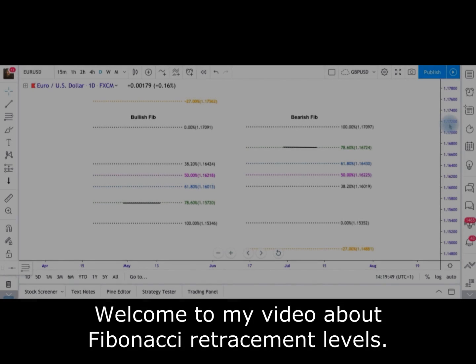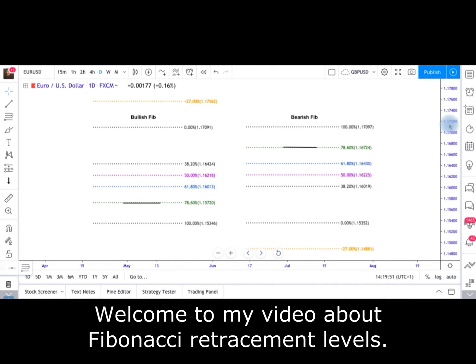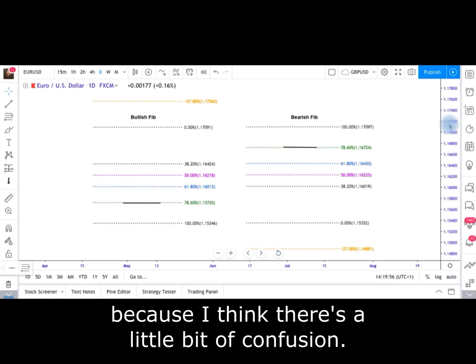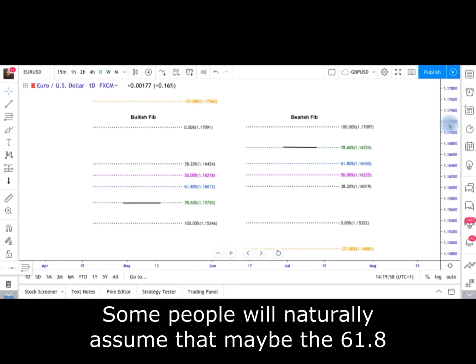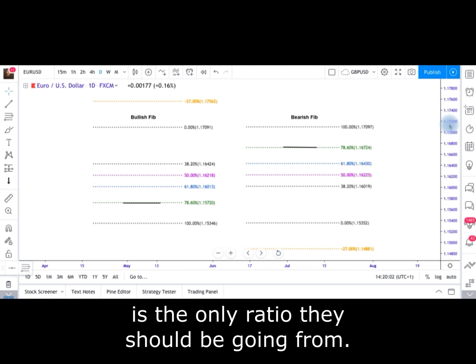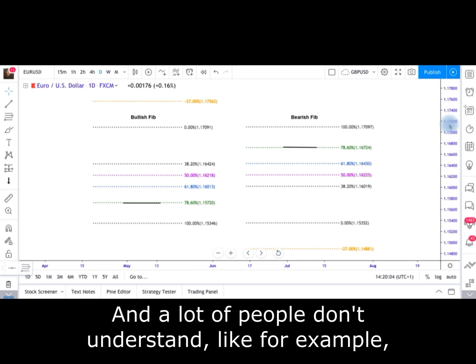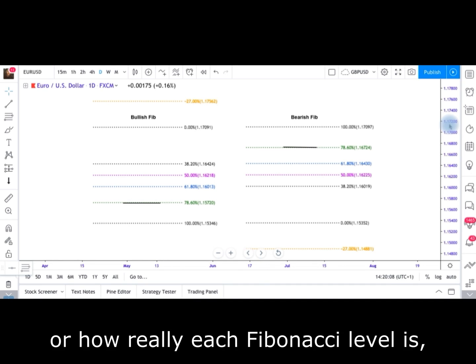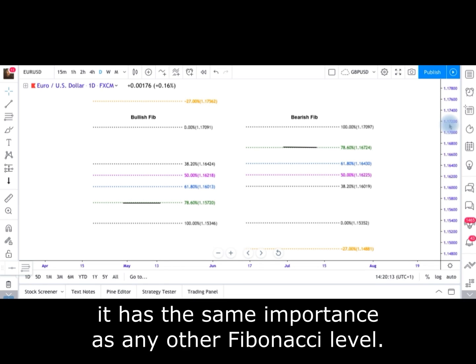Hi guys, welcome to my video about Fibonacci retracement levels. I want to do a video just directly based on Fibonacci levels because I think there's a little bit of confusion. Some people naturally assume that maybe the 61.8 is the only ratio they should be going from. And a lot of people don't understand the importance of 78.6, or how each Fibonacci level has the same importance as any other Fibonacci level.